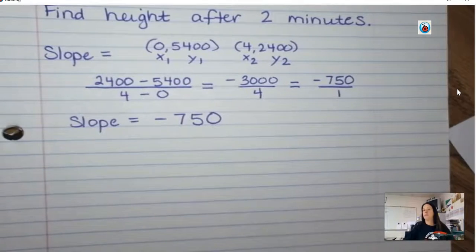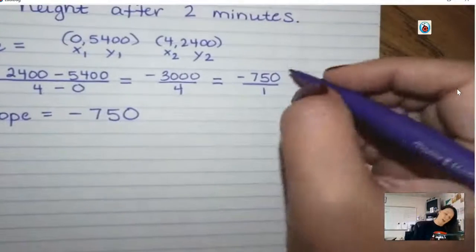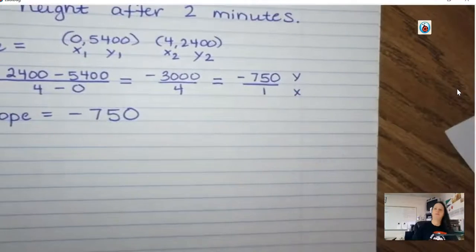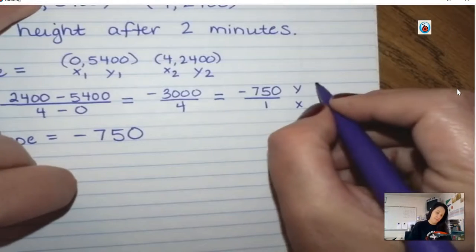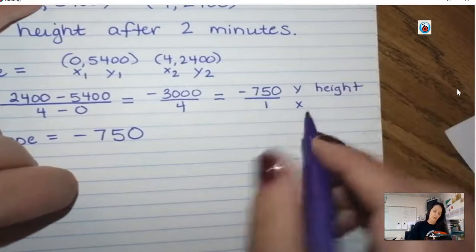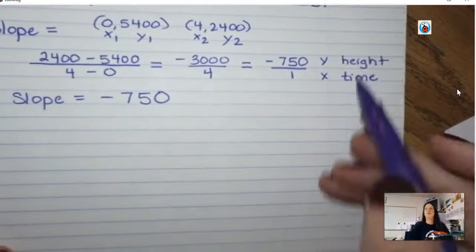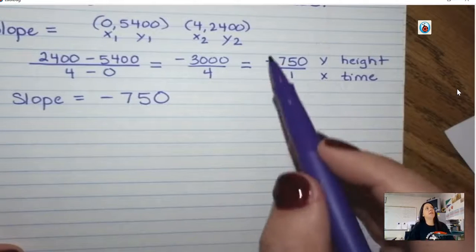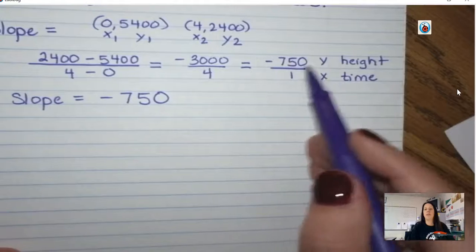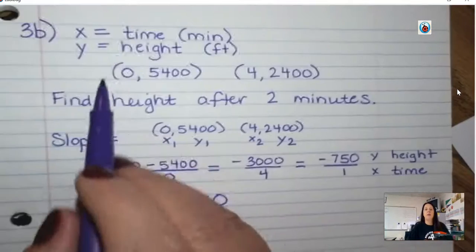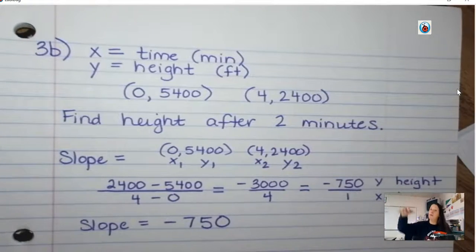I have to interpret that. So I have to say, what does that even mean for this whole situation with the ski lift? As you remember, slope is always y over x, right? The words that go with y is the height. The words that represent x, that is your time. So think about, how would you write this as a sentence, or how would you say it nice and normally? Like, what does negative 750 height over 1 time even mean? We're talking about minutes and feet. We're talking about a ski lift that's coming down the mountain.